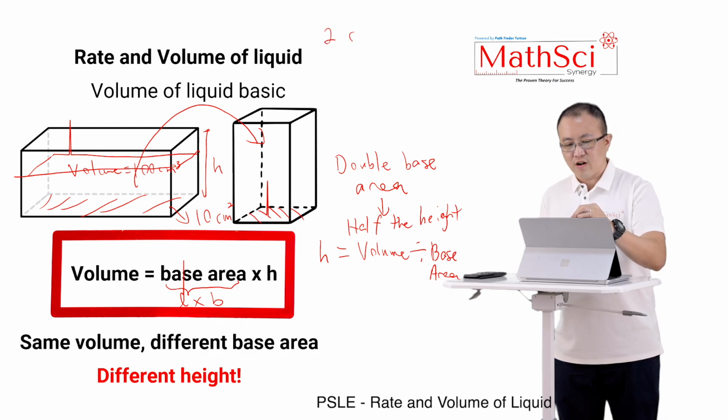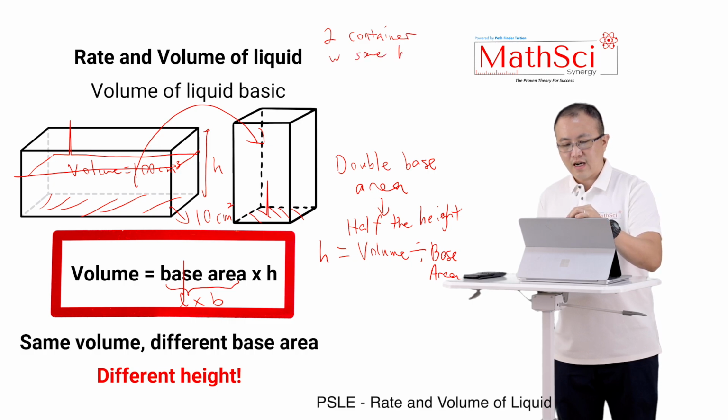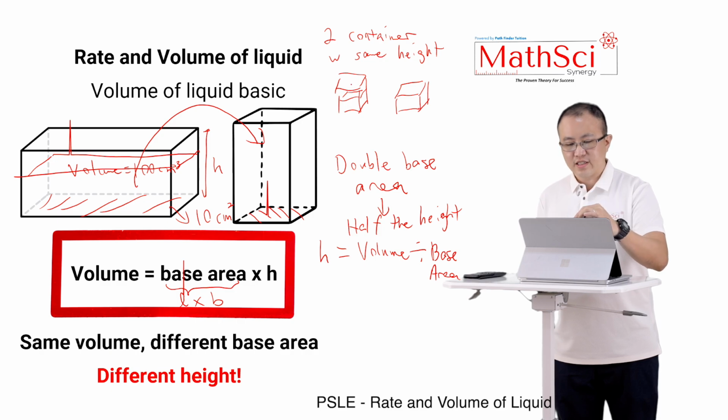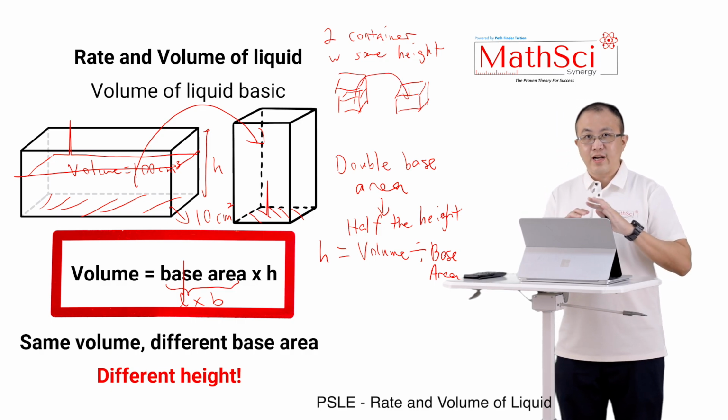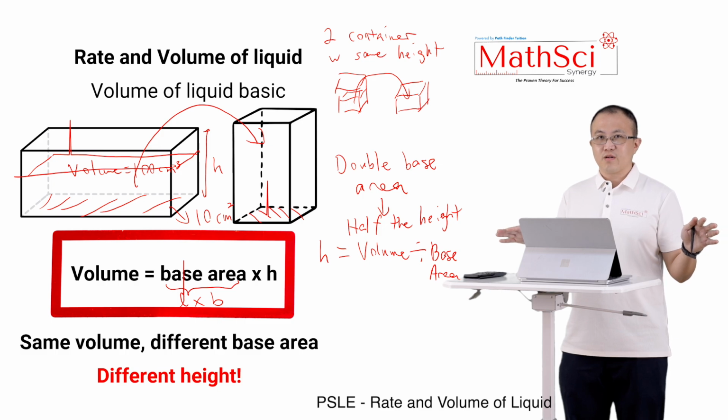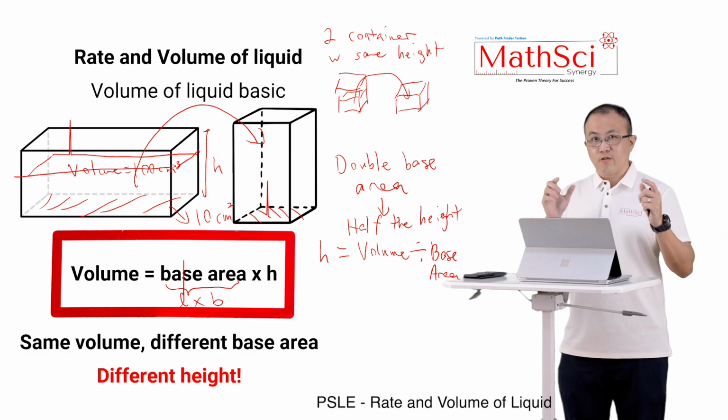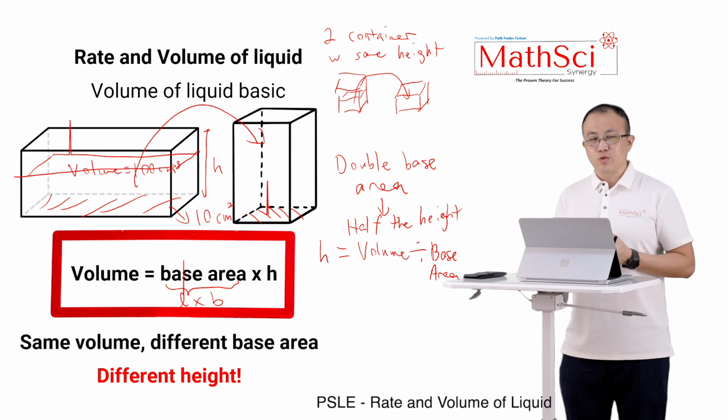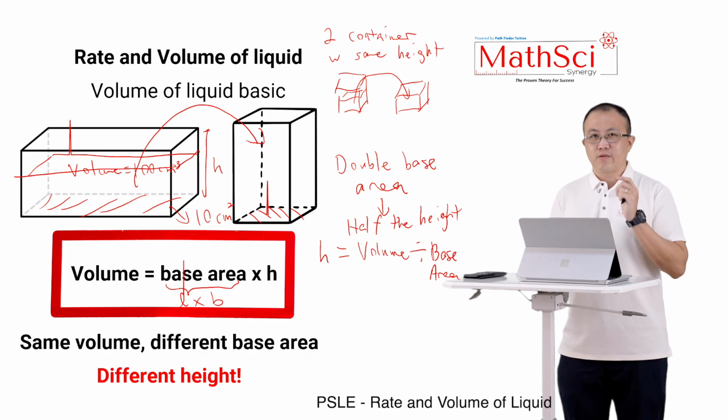So, 2 containers with the same height. You have container A and container B, with different base areas. I have some water here. Then the question will say, can you pour water until both have the same height? You might get this kind of question. A lot of people will take the volume of water I have divided by 2, but that is actually not correct. Because just now I mentioned, if the base areas are different, the volume will not be the same to get the same height.